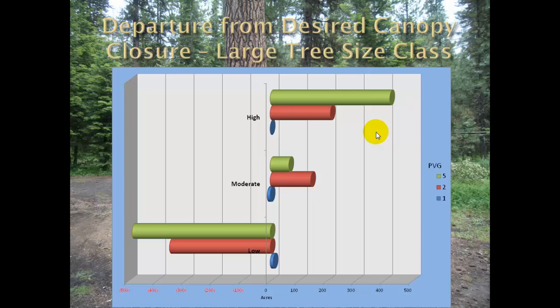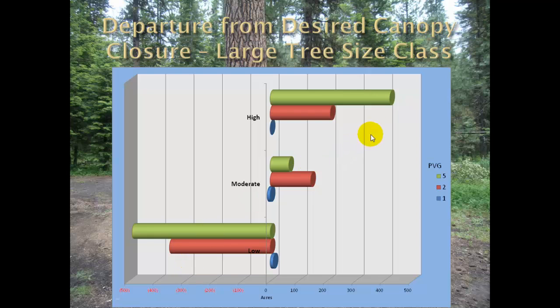When the columns extend to the right, it means that there's an abundance of acres in that canopy closure category. But when the columns extend to the left, as they do for the low canopy closure class, it means that the departure is an underrepresentation. So the departure for PVG 1 is minimal, but for 2 and 5, you can see that compared to historical conditions, the large tree size class stands that have a high canopy closure are overrepresented, as are the moderate canopy closure class, and the low is underrepresented.